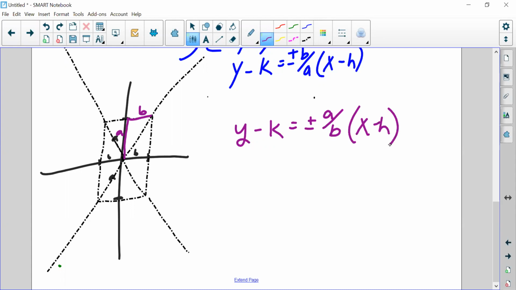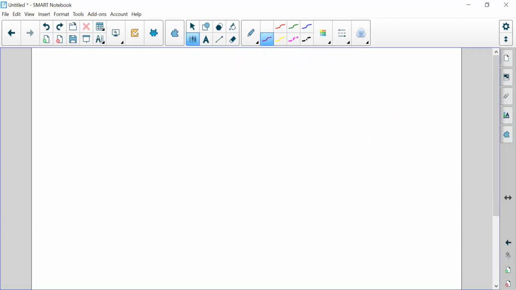So depending on which way it opens, which way your transverse axis runs, that determines which letter goes on top. If the transverse axis runs up and down, A goes on top. If the transverse axis runs left and right, B goes on top. The conjugate axis is the other one, and you get your asymptote. Okay, so that's all just basic. I'm doing a lot of formulas here, so let's do an example problem and see if we can put this together in an actual application problem.